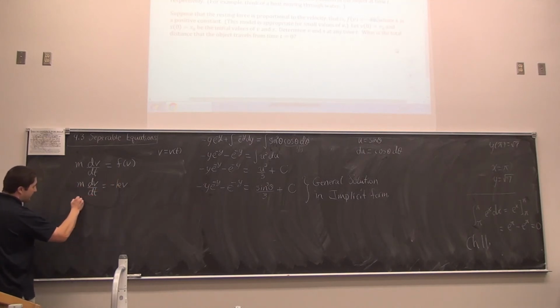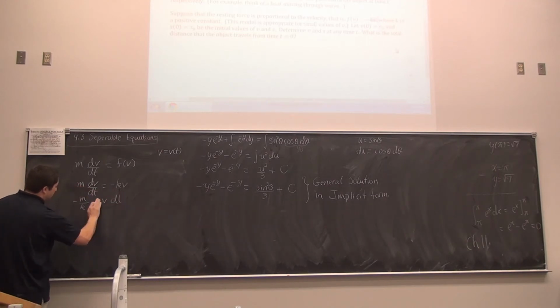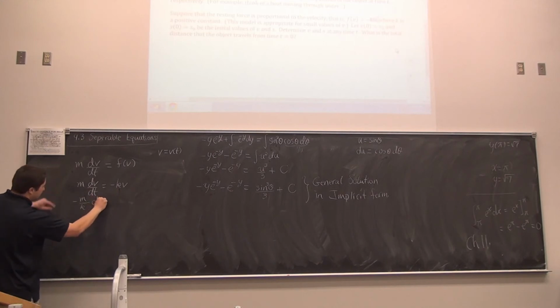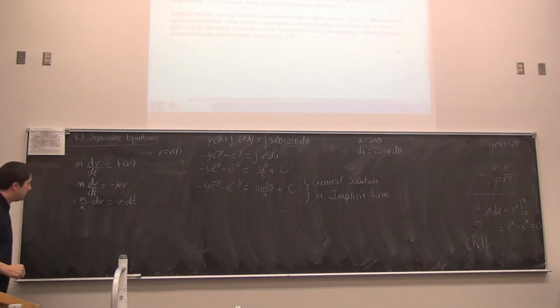So let's divide by negative k, just for convenience, to get negative m divided by k is equal to, we're also multiplying by dt, so v dt, oh, and I miscopied. dv is still alive over here, then it's equal to v dt. Any questions with that so far?